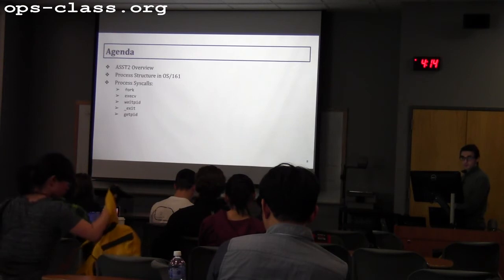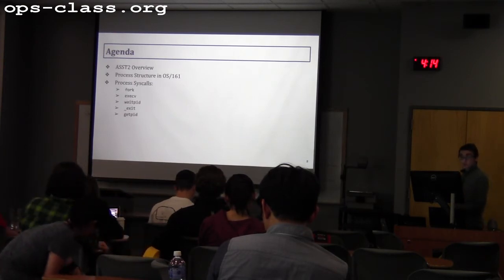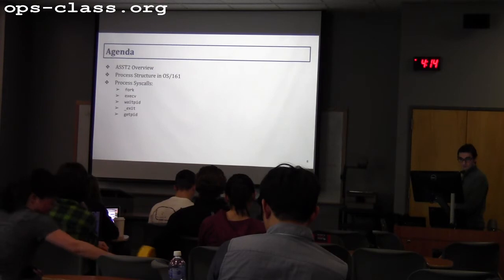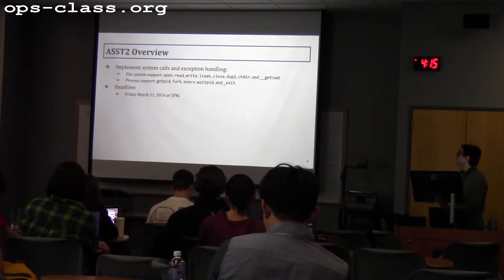OK. So today, we're going to hopefully finish assignment 2. We're going to go through the process structure in OS 161, and then we're going to start going through the process syscalls for execv, waitpid, fork and getpid. The deadline is going to be 3 days, on Friday, 5 p.m.